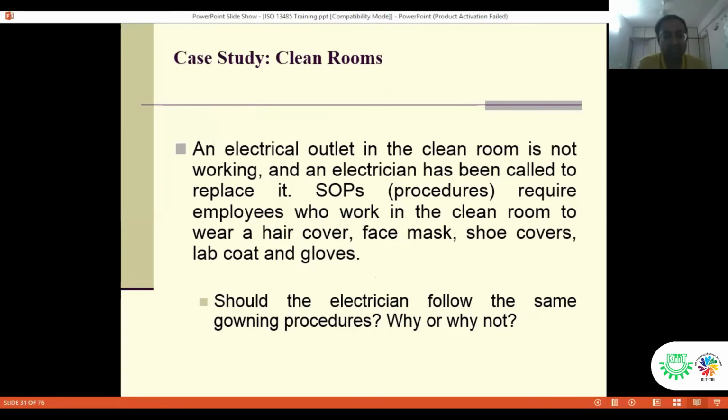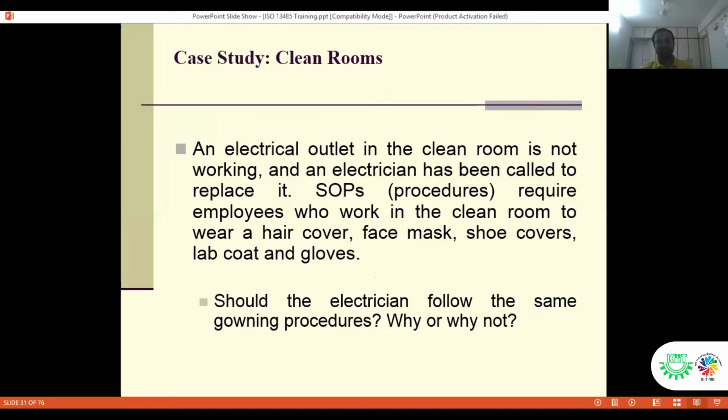I am just giving you an example of a clean room. An electrical outlet in the clean room is not working. An electrician has been called to replace it. The SOP, or the procedures, require employees who work in the clean room to wear a hair cover, face mask, shoe covers, lab coat and gloves.